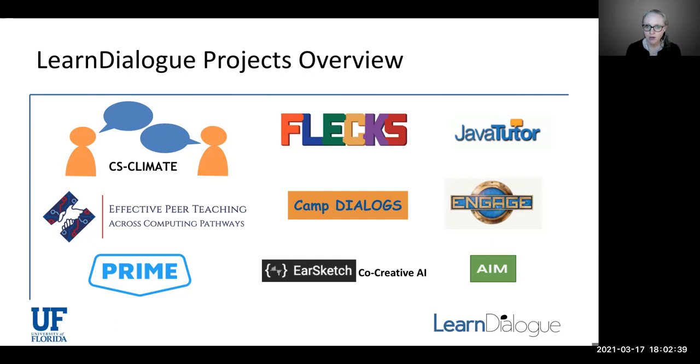On the right column are some projects that have completed. So Java Tutor looked at tutorial dialogue for undergraduate students learning computer science. The Engage project was game-based learning for middle school, and we'll go into some detail on that one. And then the AIM project was an affect-informed game-based pedagogical agent for middle school students.